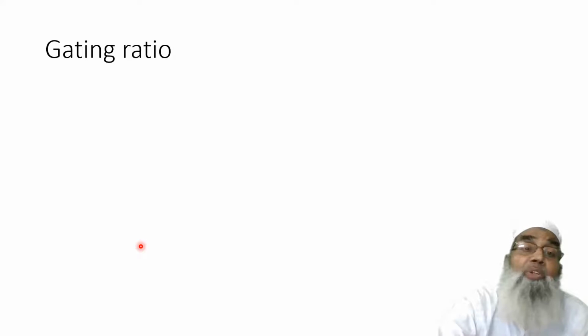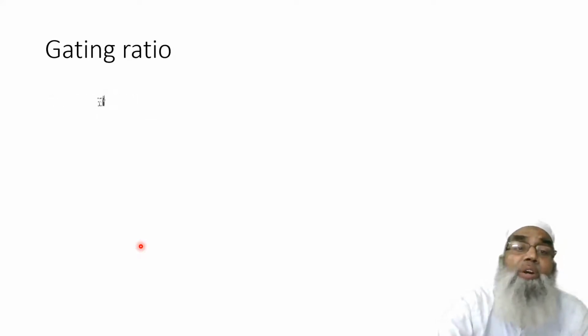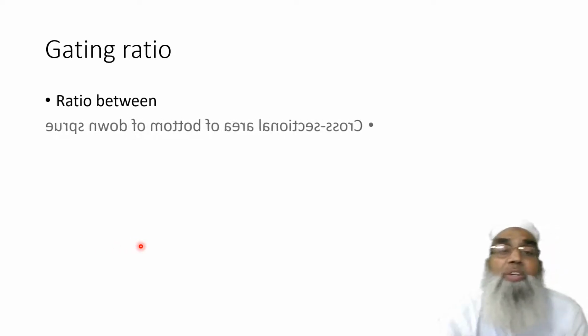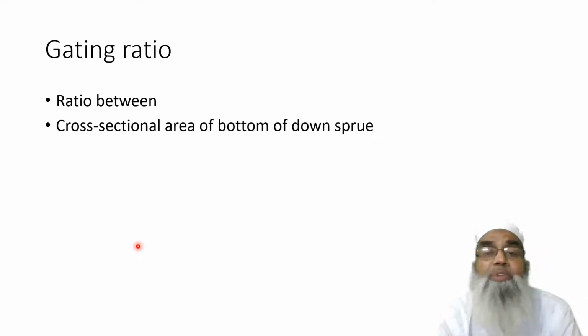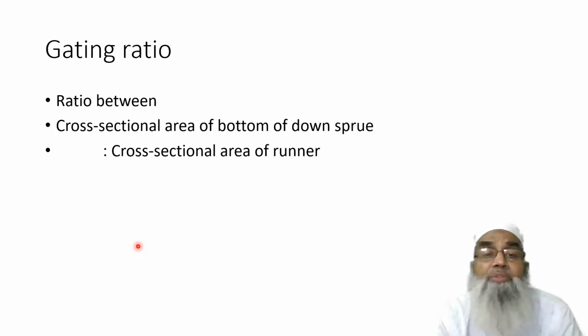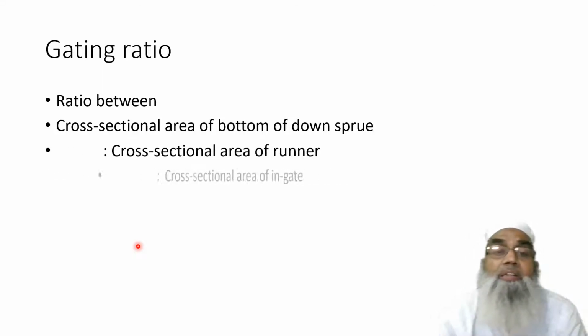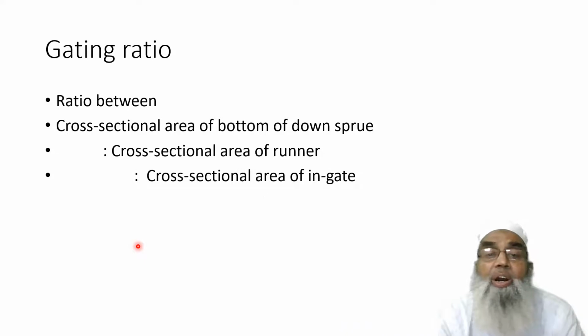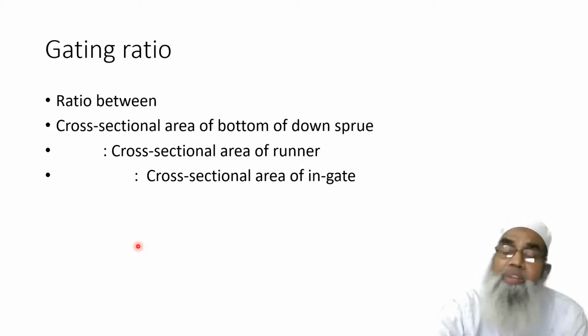Now, another terminology which we generally use in a gating system is the gating ratio. This is the ratio between the cross-sectional area of the bottom of the down sprue, the cross-sectional area of the runner, and the cross-sectional area of the in-gate. Now, if the area of the down sprue is known and the gating ratio is known, we can calculate the cross-sectional area of the runner and the cross-sectional area of the in-gate.